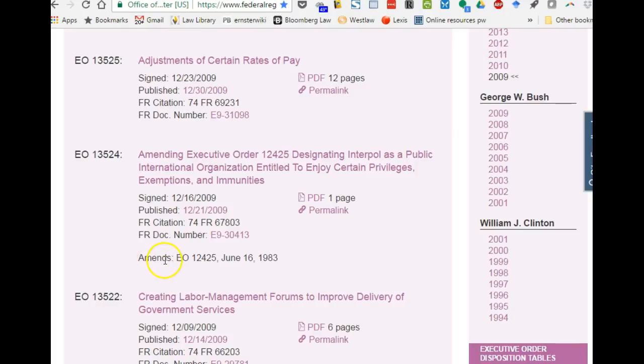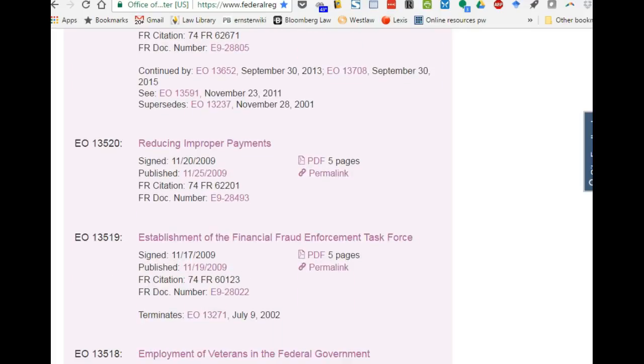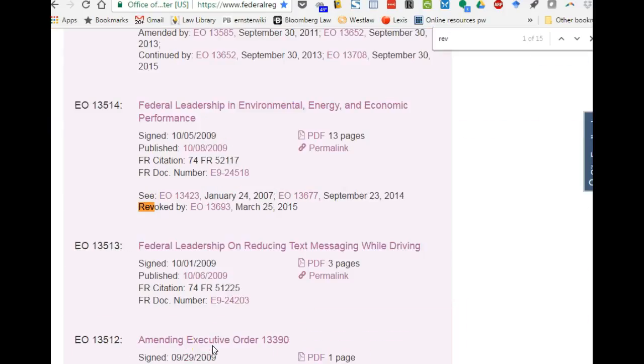So you can see here, and this is way back from 2009, from when President Obama first took over office from President George W. Bush. So here's an amendment to a really old executive order back in 1983. What also might happen is supersedes. So I imagine that's what's going to happen to the first immigration executive order of President Trump, given that the second one sort of took over, but I don't know that for sure. And executive orders can terminate, and make life a little easy here. They can also revoke or be revoked by.